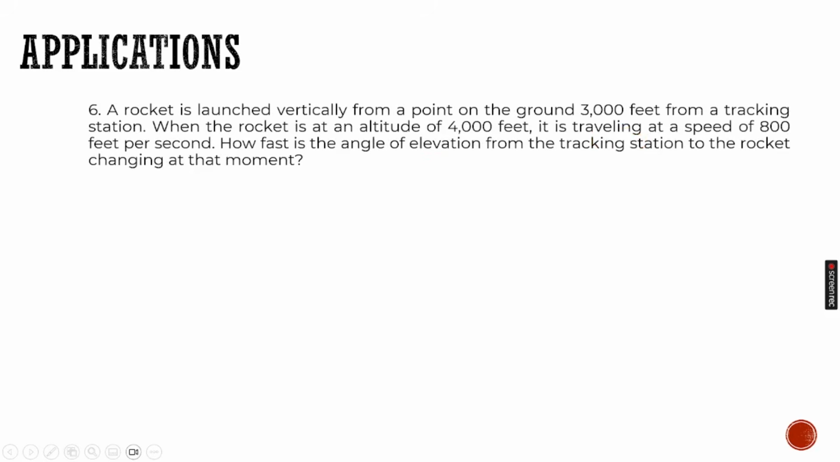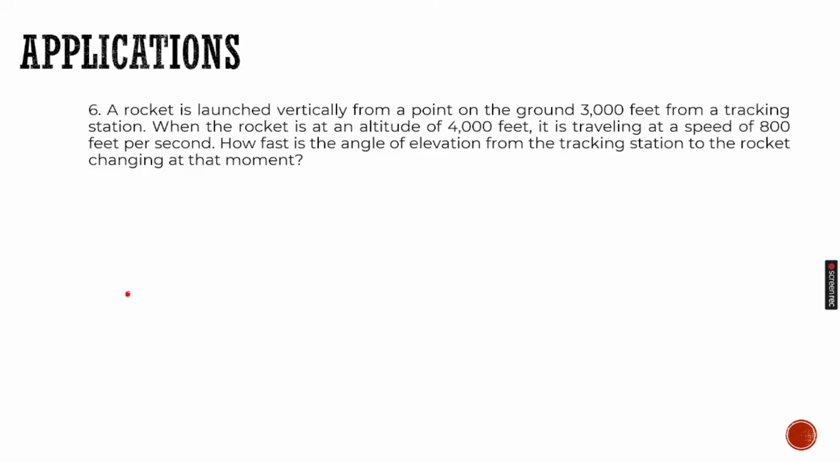Now for our last problem, a rocket is launched vertically from a point on the ground 3,000 feet from a tracking station. When the rocket is at an altitude of 4,000 feet, it is traveling at a speed of 800 feet per second. How fast is the angle of elevation from the tracking station to the rocket changing at that moment? So, gawa tayo ng illustration.